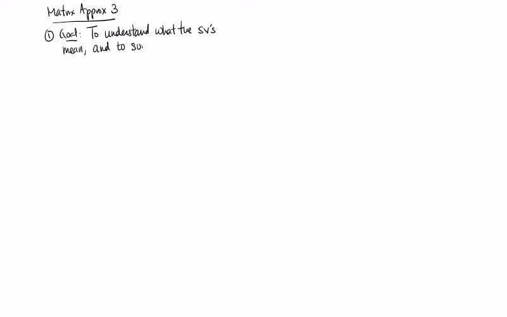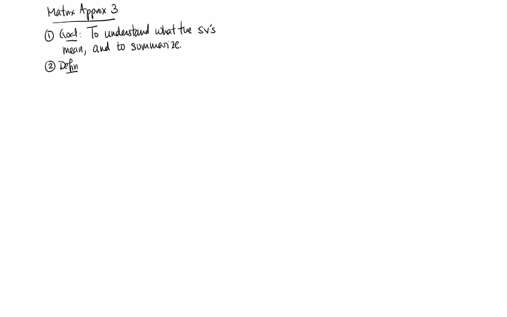All right, this is matrix approximation, video 3. So the goal of this is to understand what the singular values mean and to summarize. In order to do that, we need a couple of definitions, or one definition applied to two situations.